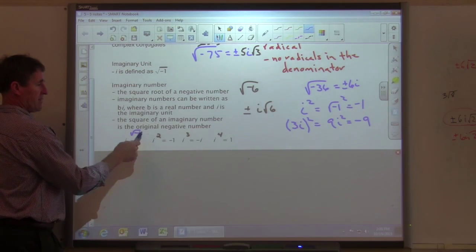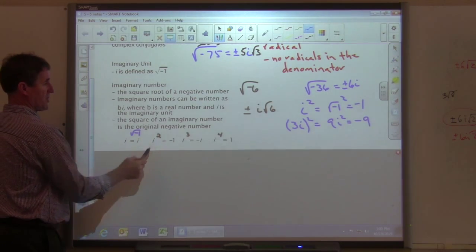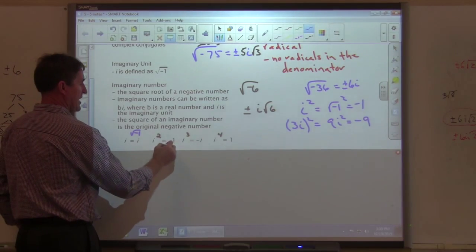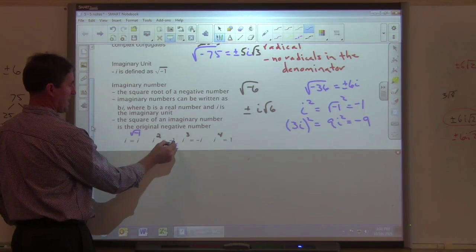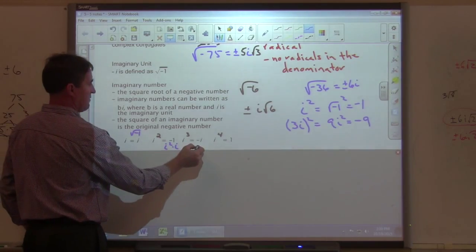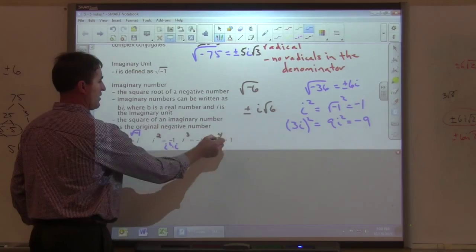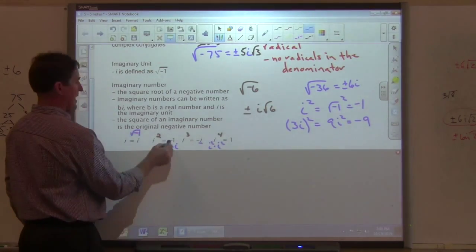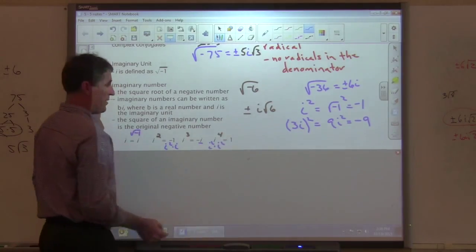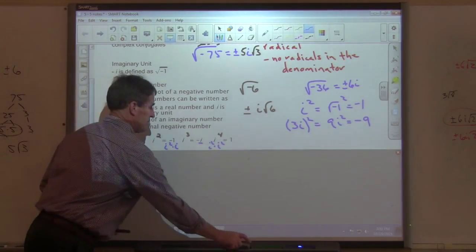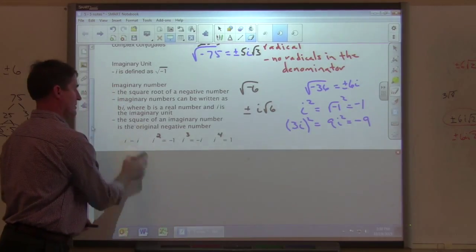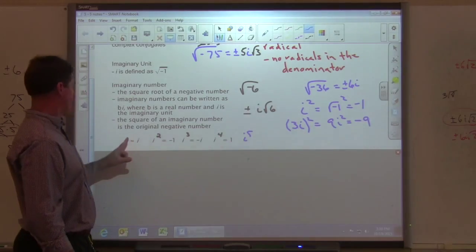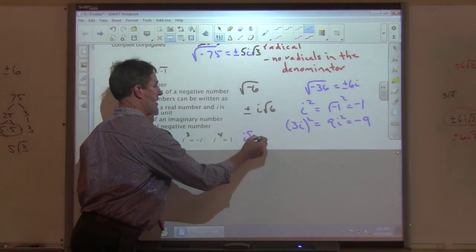I squared, since the squared and the square root cancel, just gives us -1. I cubed would be the same as I squared times I. Well, since that's -1, -1 times I would give me -I. And I to the fourth is the same as I squared times I squared. And -1 times -1 is 1. Now, what's I to the fifth going to be? Well, it's just 1 times another I, and so that's going to be I.